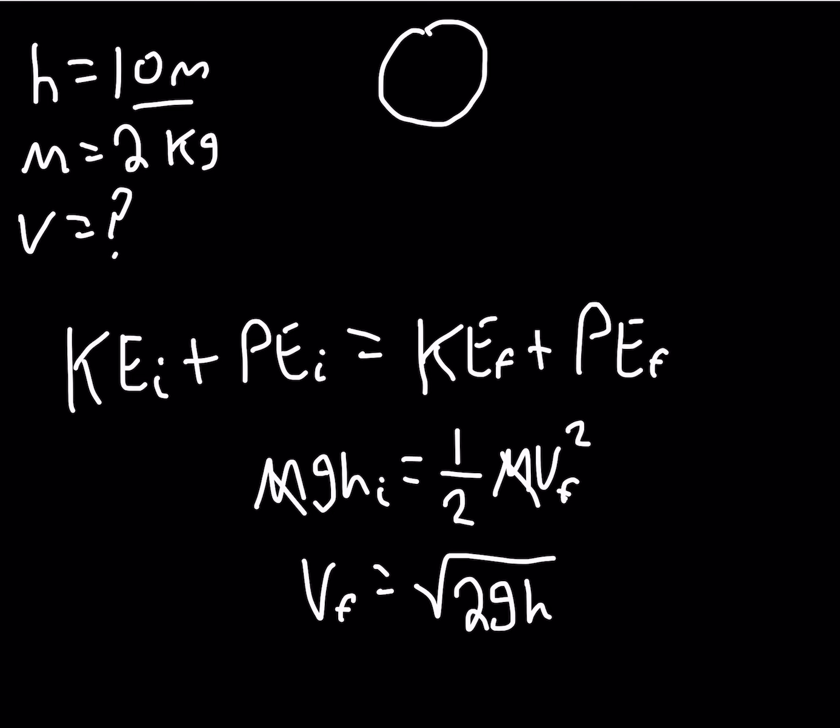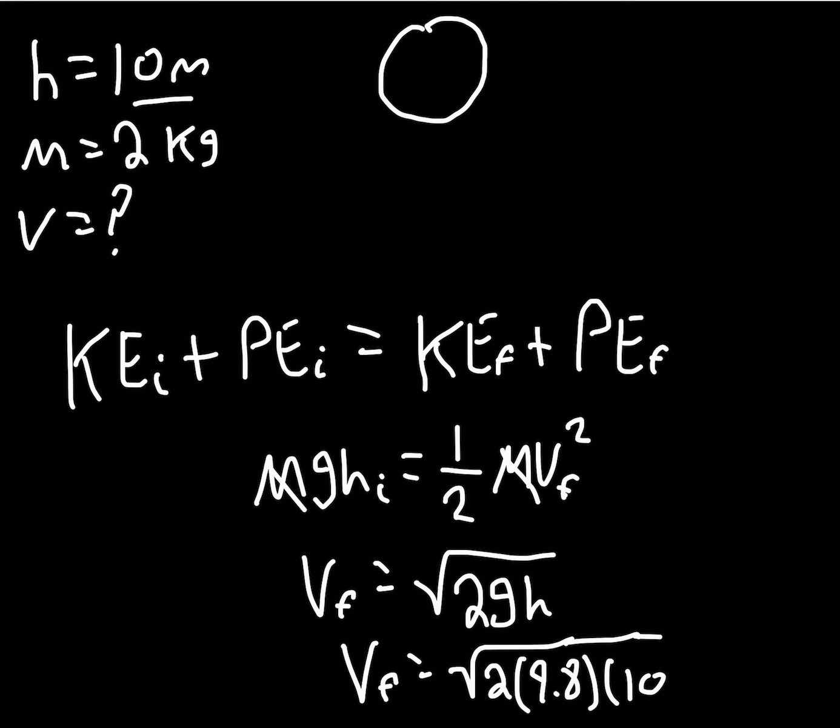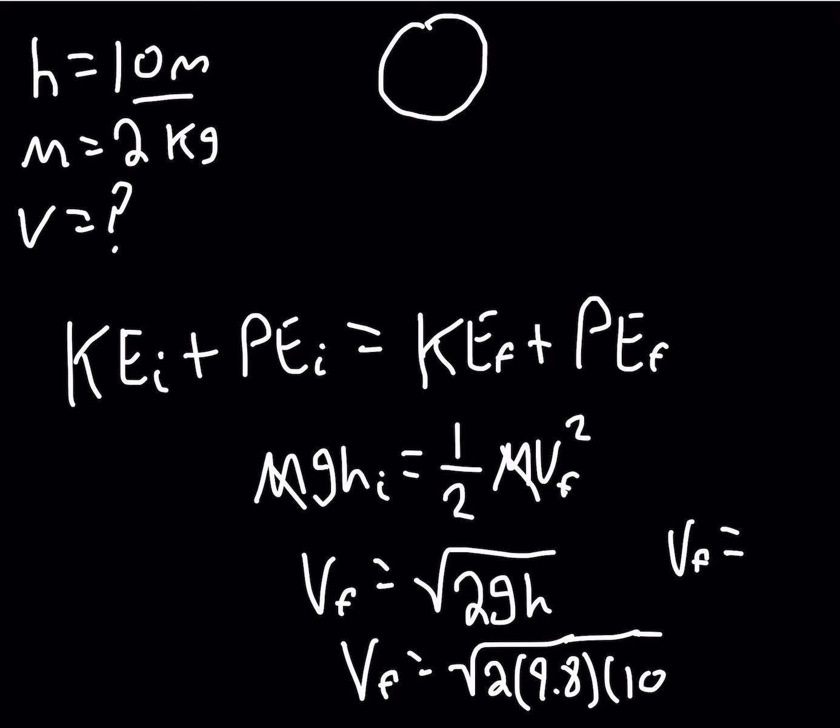And if we just plug in our numbers here, we have V final equals the square root of 2 times, we're going to use 9.8 for gravity, 9.8 times our height, which is 10. And if I put this in my calculator, we'll get a final velocity of about 14 meters per second, we'll say.